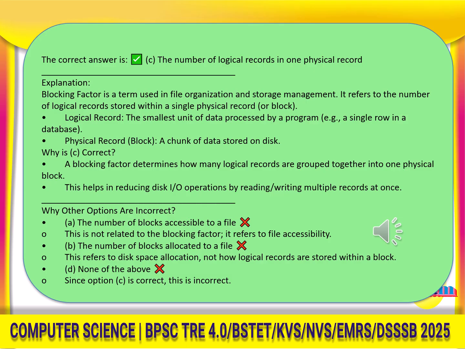Why other options are incorrect? A. The number of blocks accessible to a file. Incorrect. This is not related to the blocking factor. It refers to file accessibility. B. The number of blocks allocated to a file. Incorrect. This refers to disk space allocation, not how logical records are stored within a block. D. None of the above. Incorrect. Since option C is correct, this is incorrect.